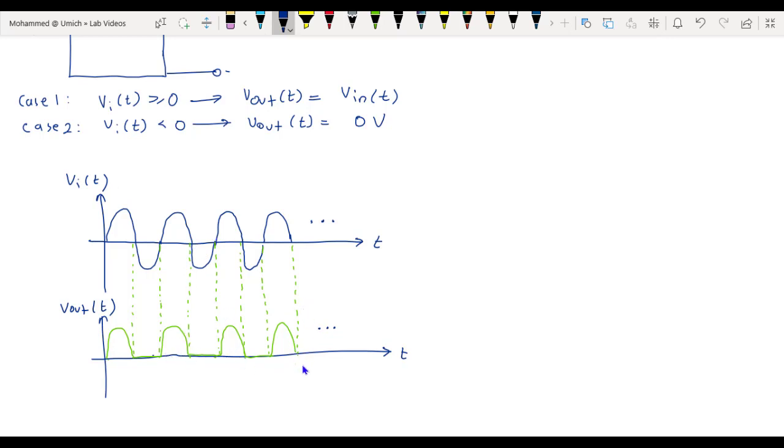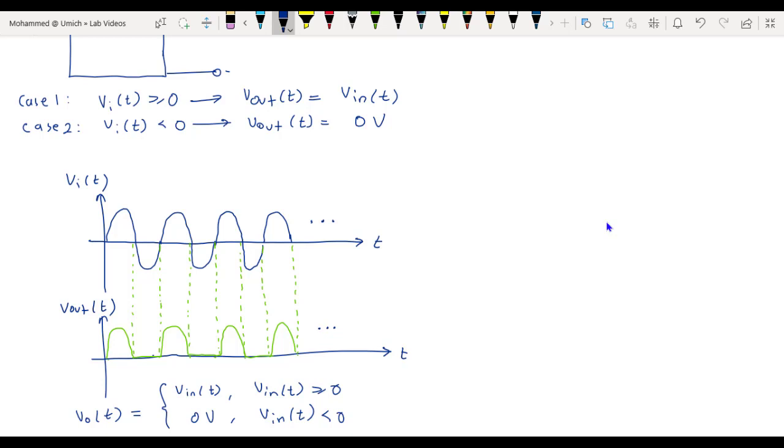So actually, as we can see from this figure, by placing a diode in series with a resistor and then taking our output voltage to be across the resistor, we get that V out of t equals, in general, V in of t when V in of t is greater than or equal to 0, and it equals 0 volts when V in of t is less than 0. And this is why our circuit is called a rectifier, since it actually rectifies the input signal.